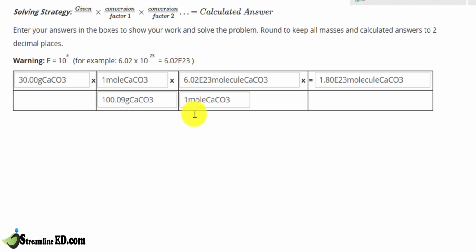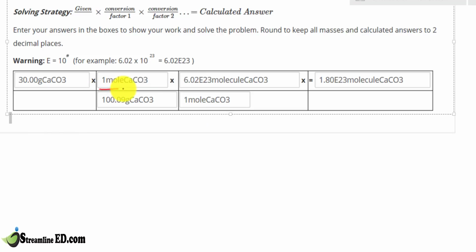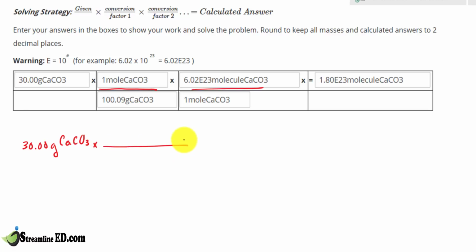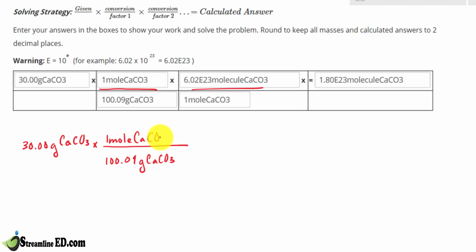Now that we have shown our work online, the next step is how are we going to write this work on your paper? Well, think of this like a fraction. So what we have here is a fraction, okay? Remember, a conversion factor is just a fraction. So we have 30.00 grams of calcium carbonate times that fraction. So we have 100.09 grams of calcium carbonate on the bottom. And on top we have 1 mole of calcium carbonate.